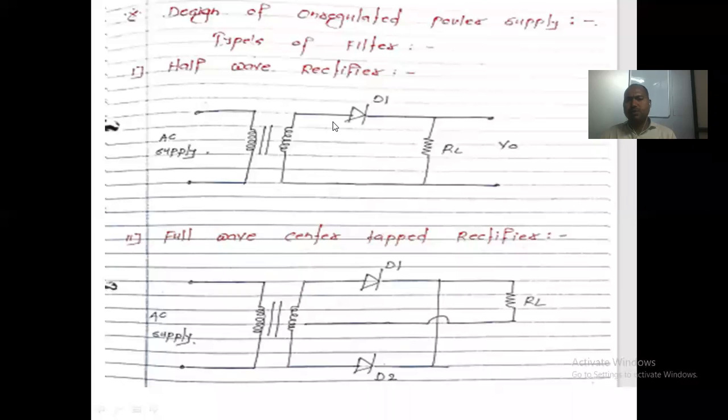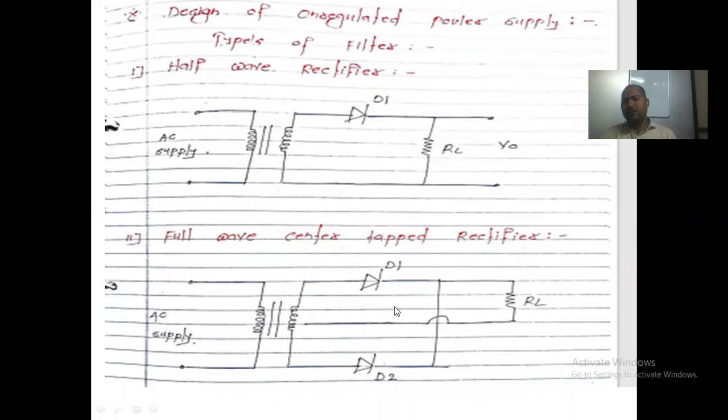When designing the power supply, the first part is the rectifier. Rectification is needed for the generation of the unregulated power supply. After rectification, we do another thing, that is filtration. Filtration removes the unwanted components. These are some of the types of filters which can be used. This is the half wave rectifier. This is the full wave center tap type of rectifier.